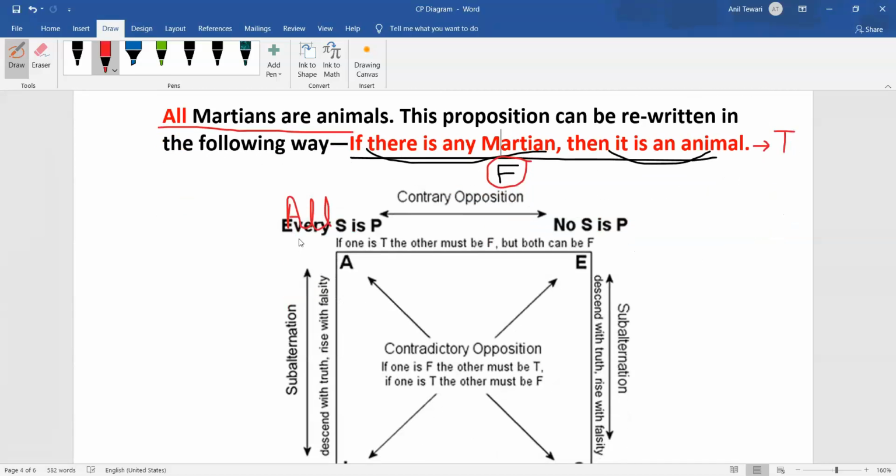So considering this observation, now consider this particular proposition, A, as rewritten here. When you say all S is P, you need to rewrite it as: if it is S, then it is P. The universal quantifier "all" can be rewritten in a conditional way: if it is S, then it is P. If it is a Martian, then it is an animal. So when you write all S is P, you just write a conditional statement: if it is S, then it is P.